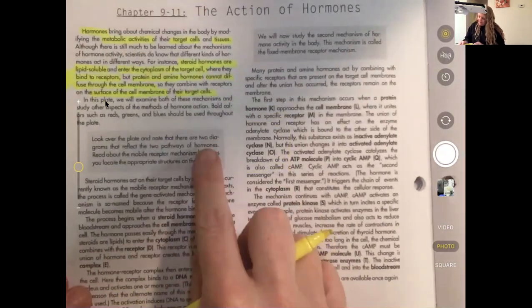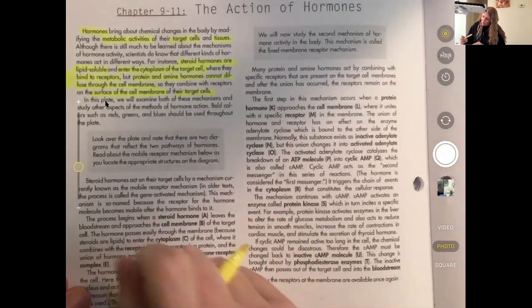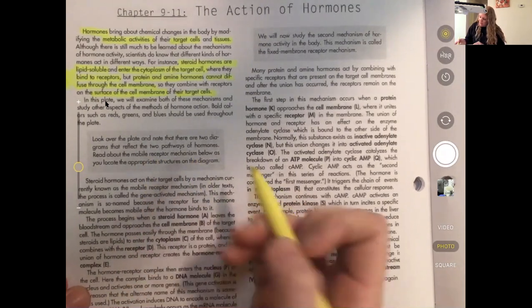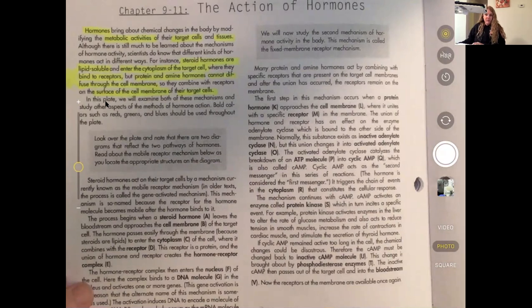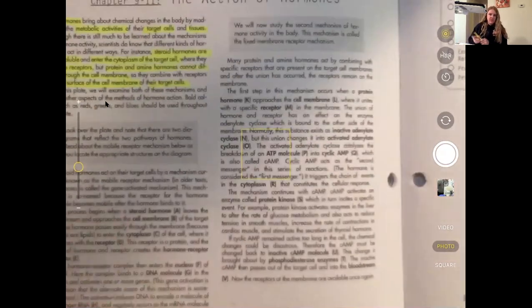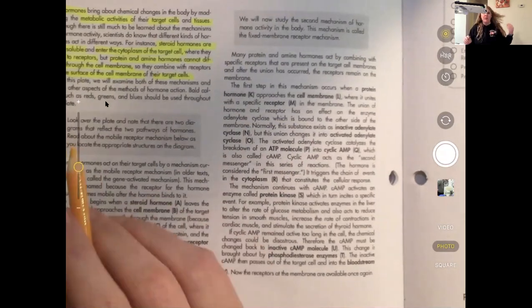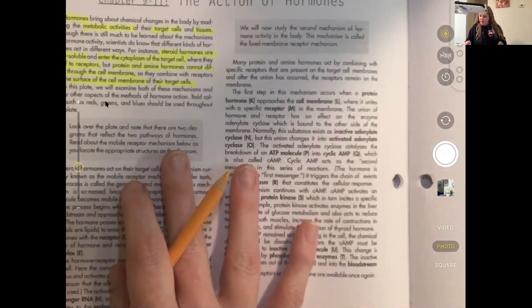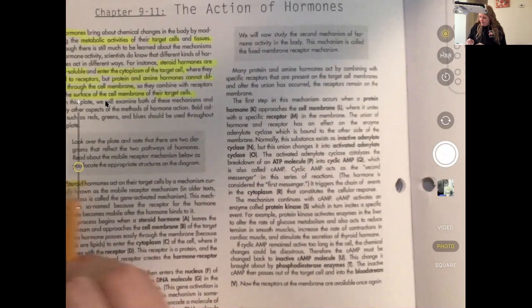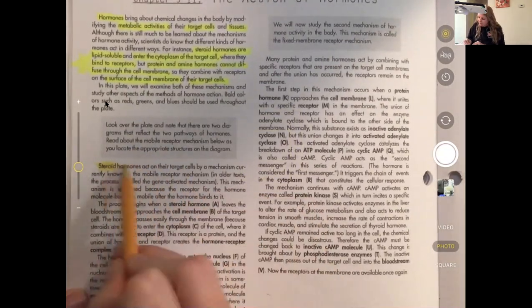All right, we're going to see that there's two diagrams that reflect the two pathways of hormones. We're going to start with the first one called the mobile receptor mechanism. And we're going to go back and forth between what we're reading here and the diagram. So I'm going to put down my highlighter and pick up my yellow colored pencil. Throughout this, we are going to color code. It's that golden yellow color. We're going to color code steroid hormones as yellow.